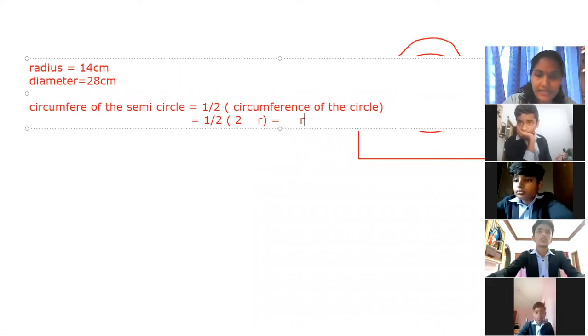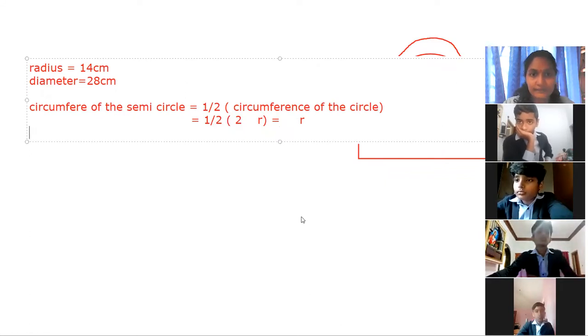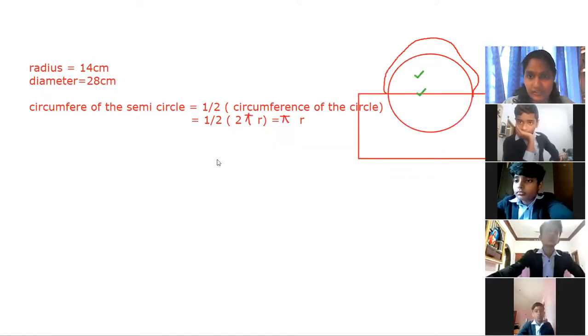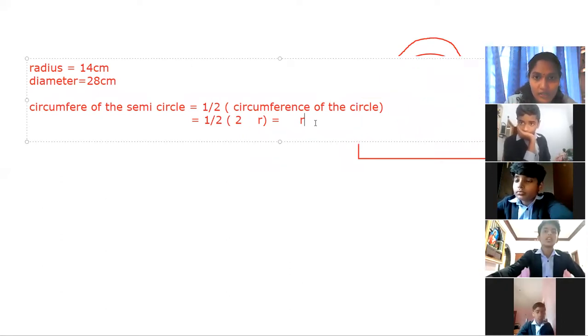So this is pi r. This is the equation. Clear? Pi r is the equation to find the circumference of that semicircle. Now let's substitute the values. What is the value of pi that we should take?